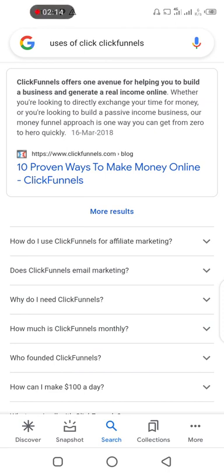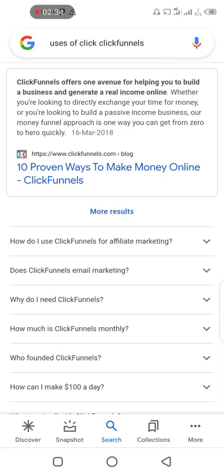ClickFunnels is basically an online tool which is used to earn money from any website like AliExpress, Alibaba, Amazon, eBay, a superstore, a Shopify store, or an eBay account.